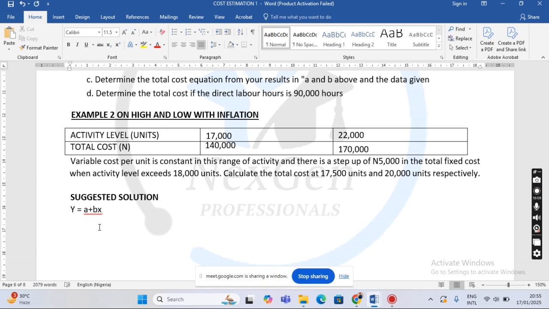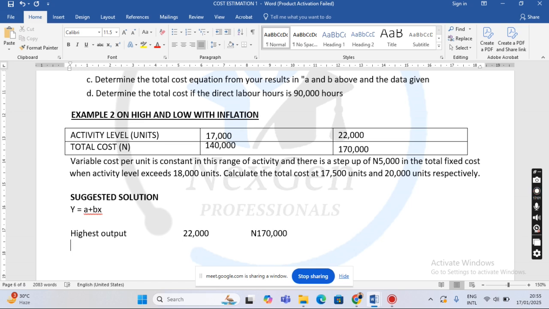For us to establish that, we need to get the highest output. So what is the highest output, class? What is the highest output here? 22,000. 22,000, right? So what is the highest cost? Highest cost, 170,000. If this is established, 170,000.